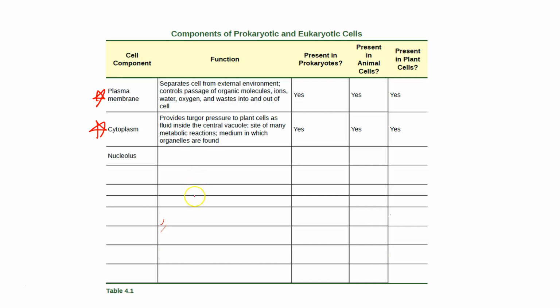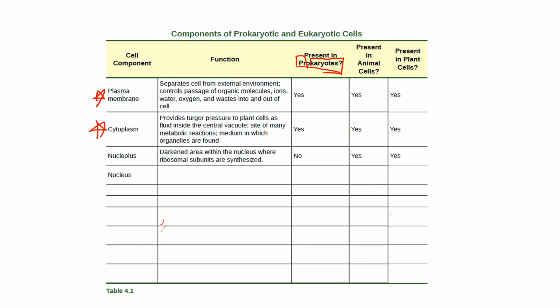The nucleolus, this is the place where ribosomes are made down in the nucleus. So then my question to you is, if it is in the nucleus, do you suspect that prokaryotes would have it? And your answer should be no, because remember, this word prokaryote means before nucleus. So prokaryotes do not have a nucleus or any other membrane-bound organelle. But you would find these in animal cells, and you would find these in plant cells.